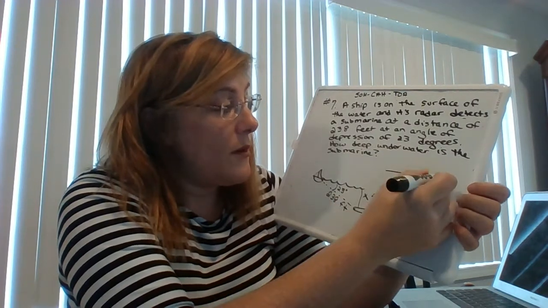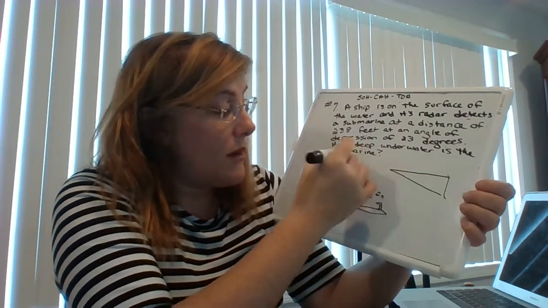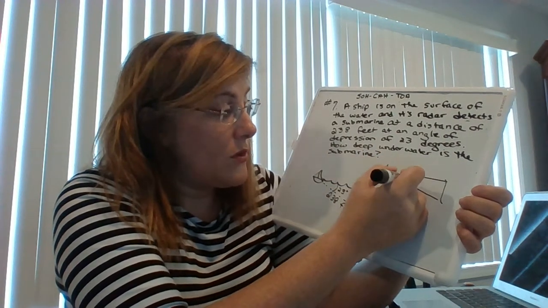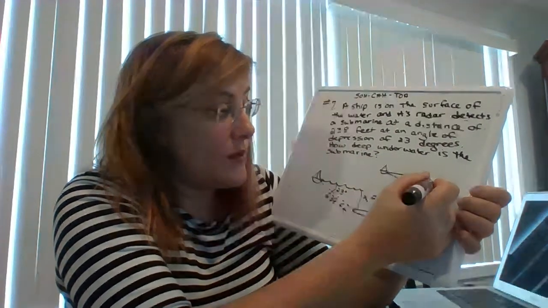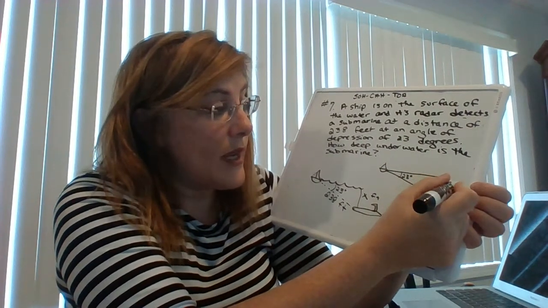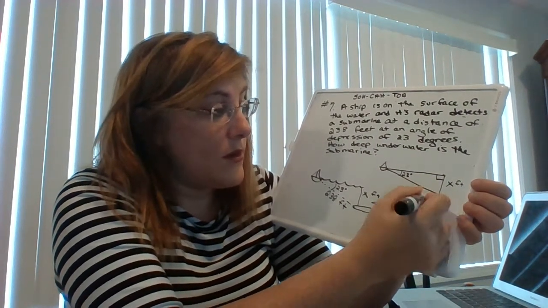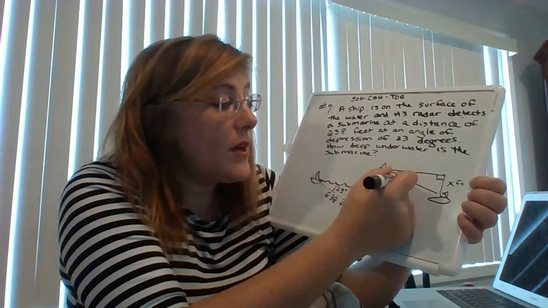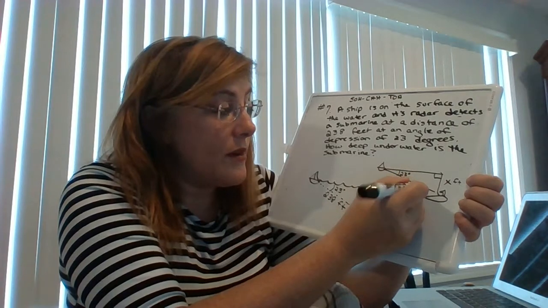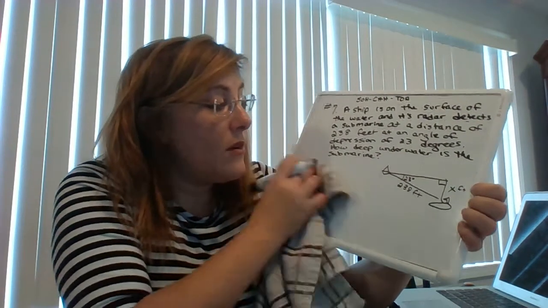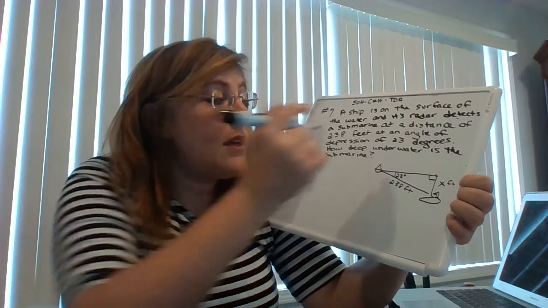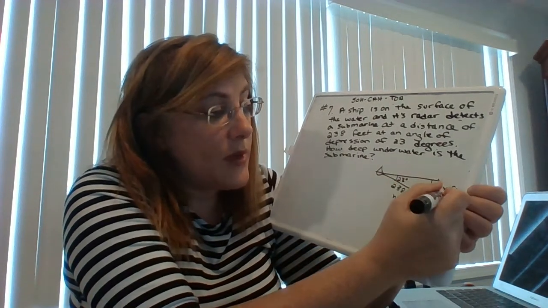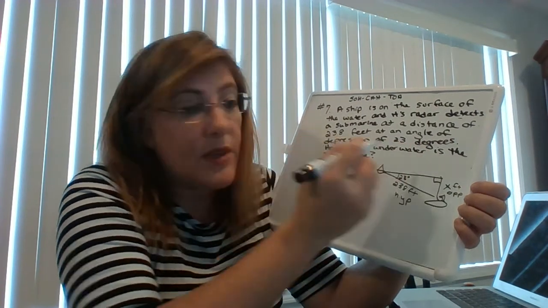So over here, we've got our boat. Here's our boat. This is 23 degrees. This is going to give us a right angle. This is x feet. And here's our submarine. So this right here, the distance is 238 feet. So we look over here. We say this is going to be hypotenuse. This is going to be opposite. This is going to be adjacent.